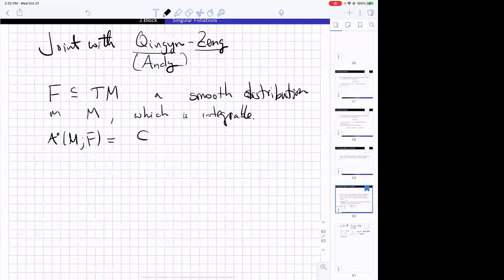The elements of this DGA are the smooth sections of the exterior power of the dual of F, and then D is defined by the exterior algebra. And let me remind you that nu is, by definition, TM mod F, the normal bundle to the foliation.